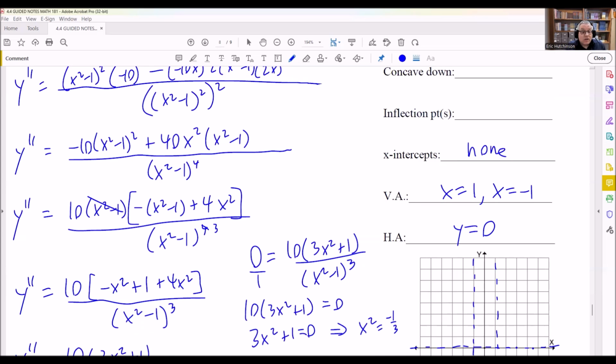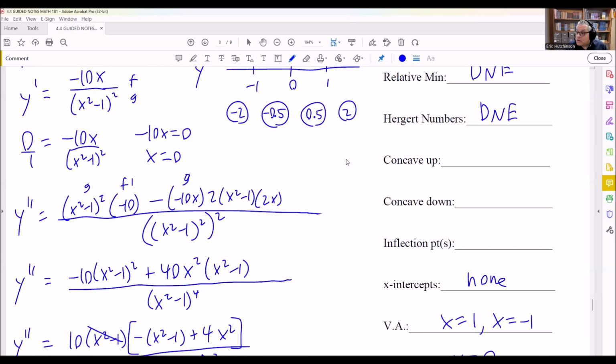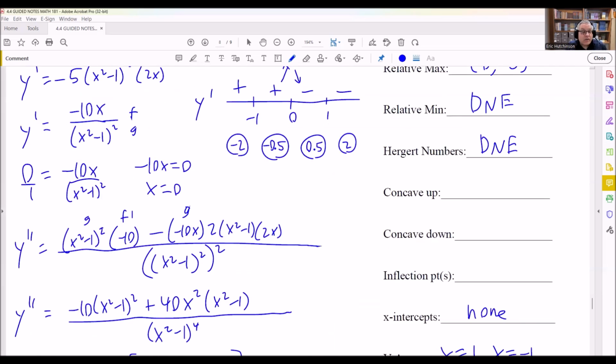And then also, we tried to set it equal to 0, and that gave us imaginary numbers also. And so for that, that means that we actually do not have any real numbers at all.